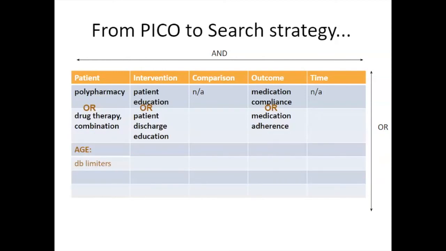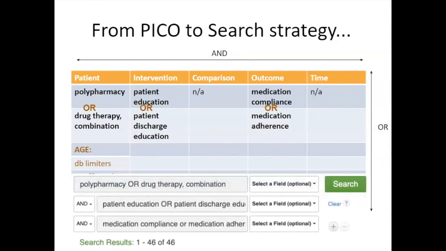Starting with PICO to identify your aspects, then using the database subject headings for your search terms is an excellent start for searching for evidence on your clinical questions.